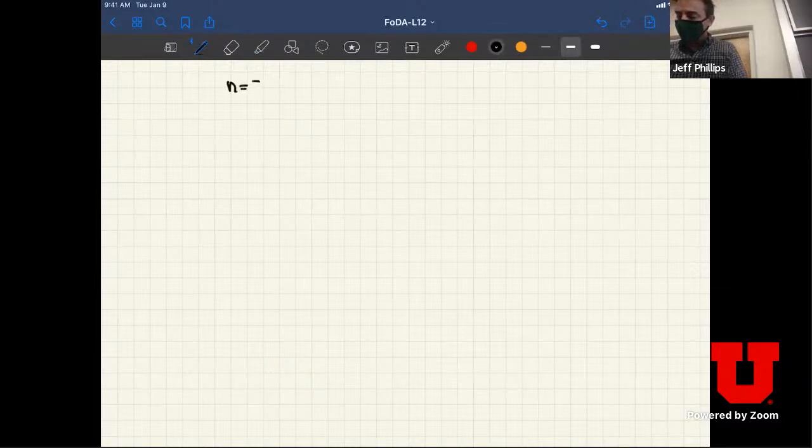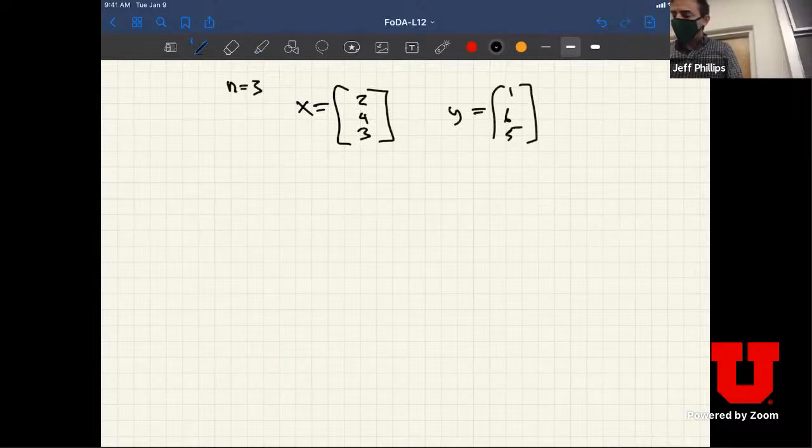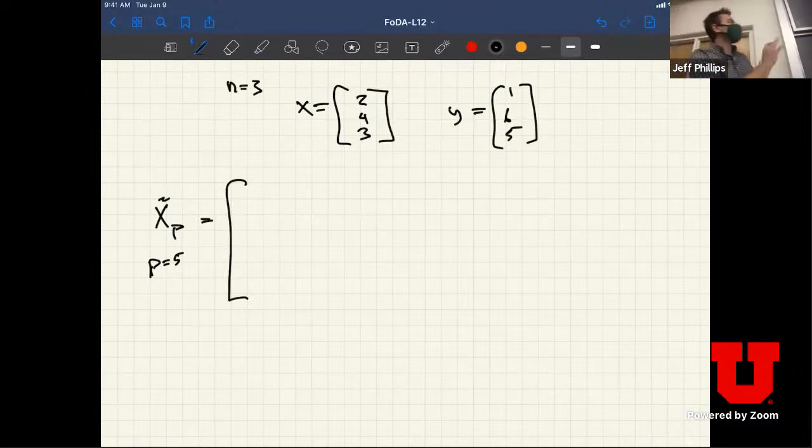We're going to do an n equals 3 example where x is 2, 4, 3 and y is 1, 6, 5. I just want something to be completely clear. What is this expansion? What is Xp tilde, let's say with p equals 5? Let's just work through this example. I want this to be clear because this can be a little bit confusing.